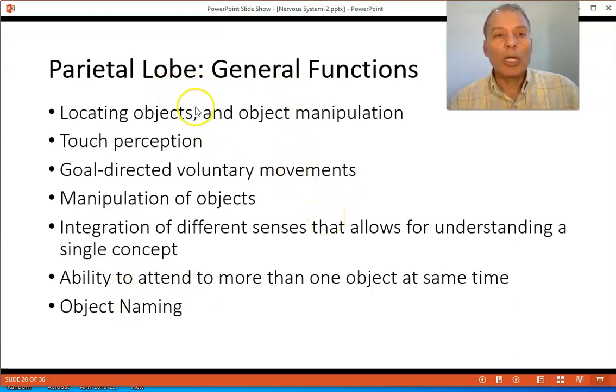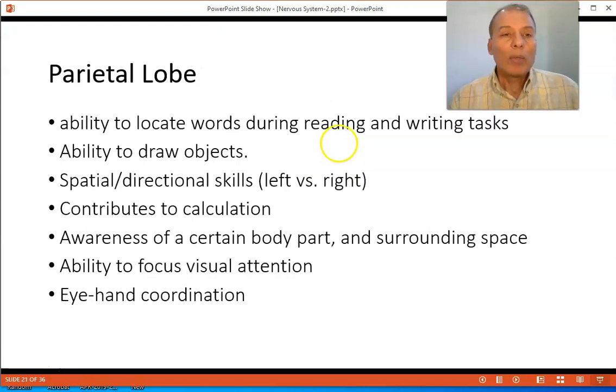And remember that the biggest landmark the parietal lobe has is the post-central gyrus. What does that gyrus do? It has the map of sensation for all your body. That is called the sensory homunculus. The parietal lobe enables you to locate words while you are reading and writing, for example. As you look and identify certain words, you want to look for a particular thing, you can just scan the page and find it.